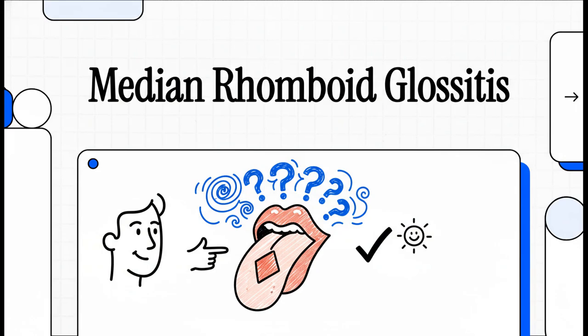All right, today we're tackling a condition with a really intimidating name, median rhomboid glossitis. Sounds serious, right? Well, I promise, by the end of this, you're not only going to know exactly what it is, but you'll see it's actually a pretty fascinating little story, one that starts way back when we were first developing. So, let's get into it.